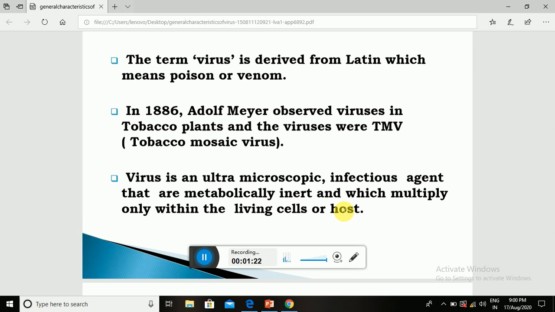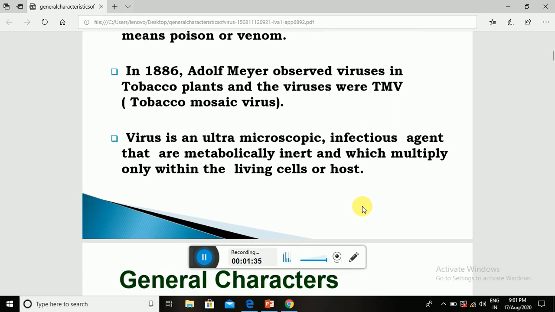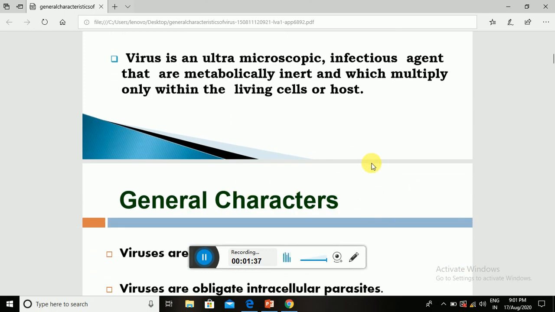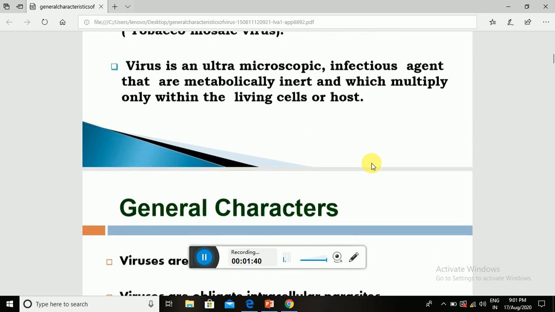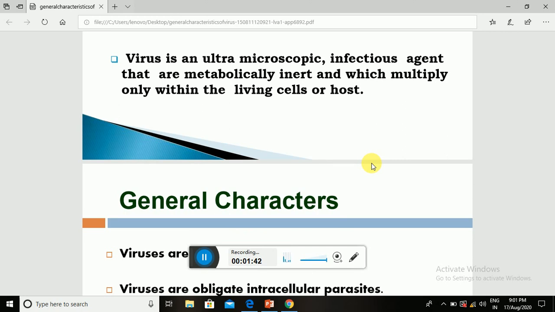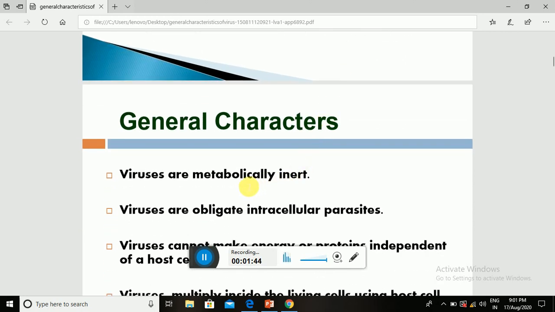Either they are animal viruses, plant viruses, or bacterial viruses. Each and every virus particle requires a specific host for its growth and multiplication. So, as per the study, the general characteristics of viruses are these: a virus is metabolically inert, and it always requires a specific type of host.